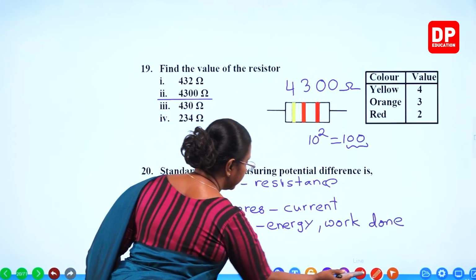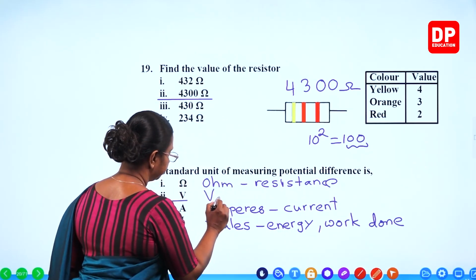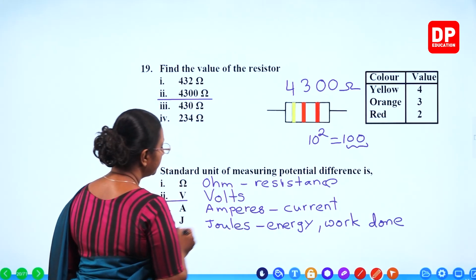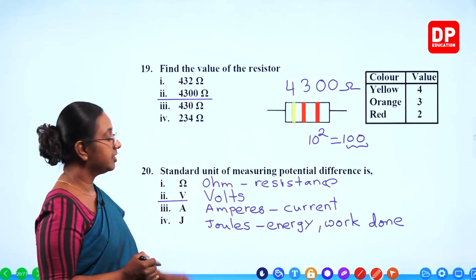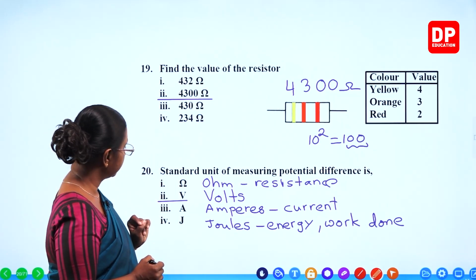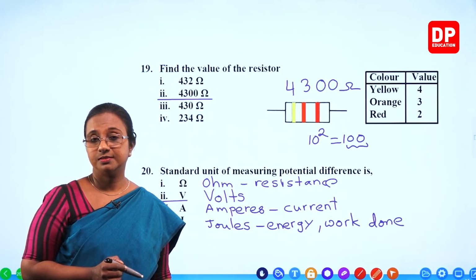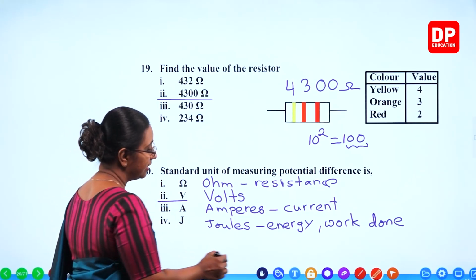So the answer here is volts. Volts is for potential difference or voltage. That is the answer. The standard unit of measuring potential difference is volts. Then the next question.